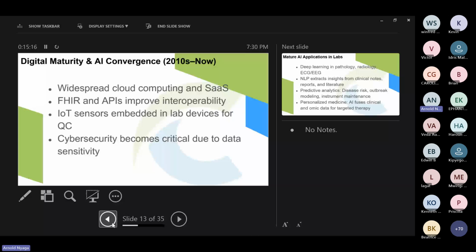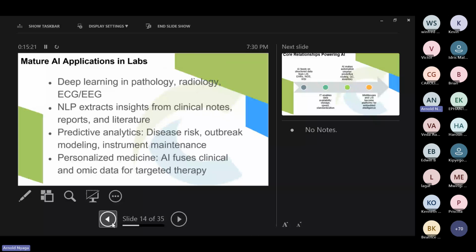So what are we having now? We are having deep learning in our pathology laboratories. Then we are also getting natural language processing, which extracts insights from clinical notes. If you have a system with a clinical side, even from previous reports, you can see reports being trended and you can predict. For example, if you are monitoring for renal failure, you are able to see if the treatment is working appropriately.